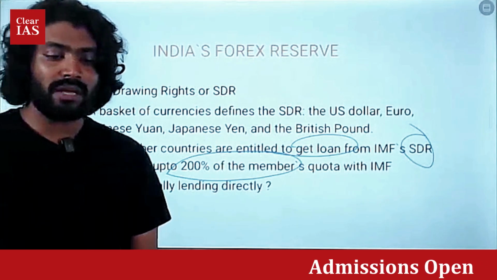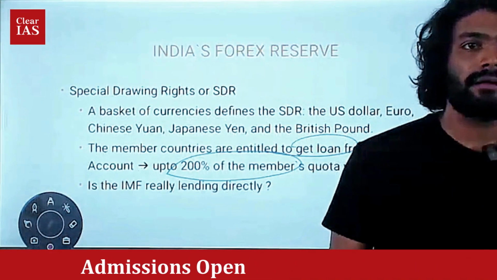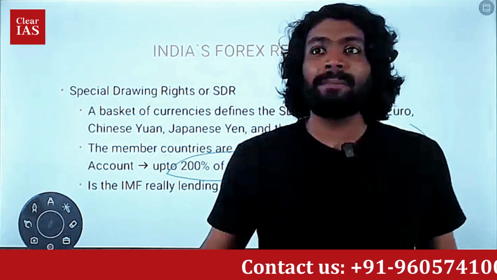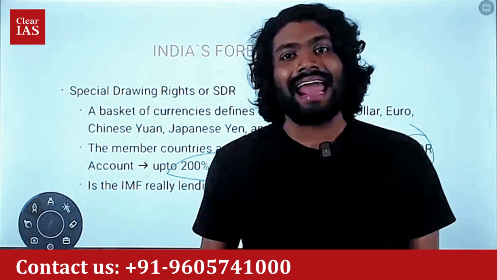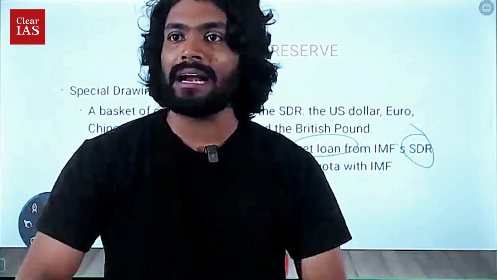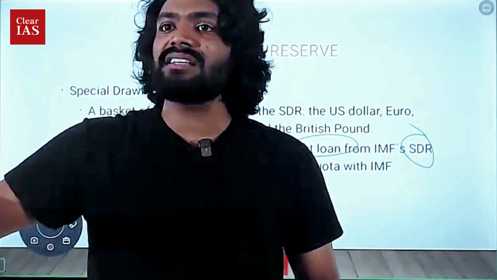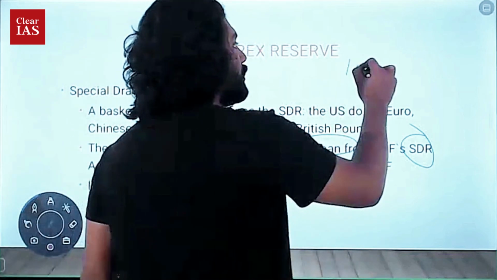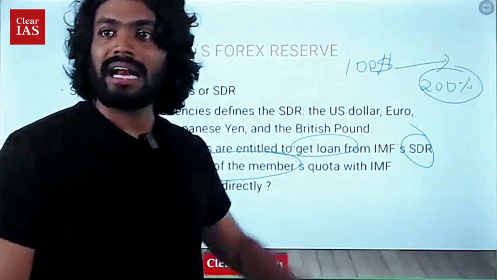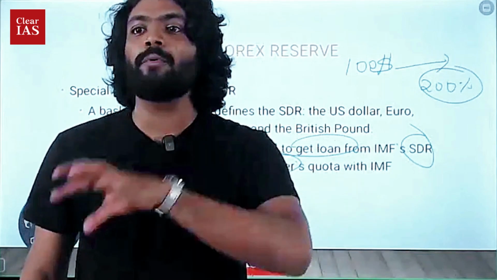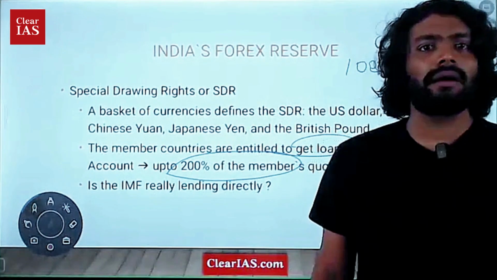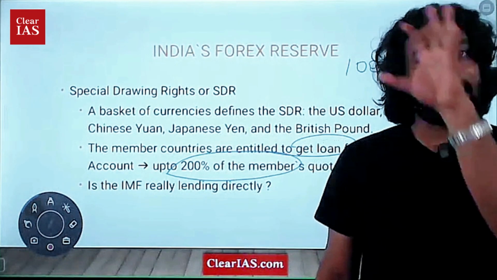So the question is, is the IMF really lending directly? Is the IMF giving loans from its own money? Not exactly. The IMF is actually pooling money from many countries, not just India. Every country has to give a certain amount as quota, right? So the IMF acts as a pooling mechanism. It pools money from every country. And if any country faces a crisis, even if a country is giving just $100, from the pool it can be given up to $200, that is up to 200%. That additional money is taken from the pool. The IMF is not lending directly. It is taking from the pool. So the IMF is not involved directly in lending, but it is acting as a facilitator to enable liquidity deficit countries to have access to liquidity at a very low cost.